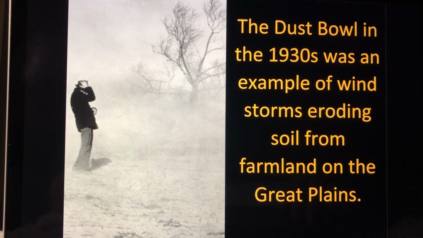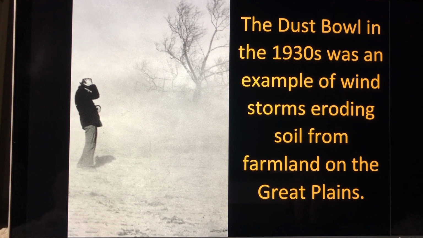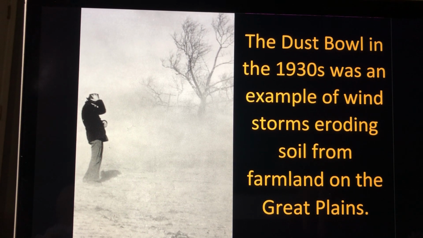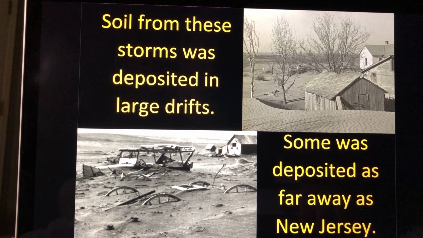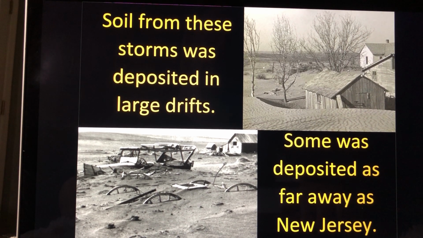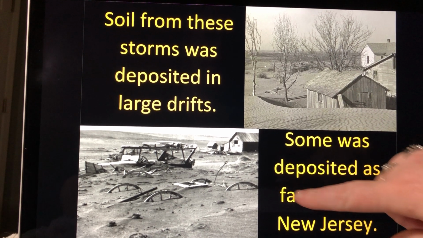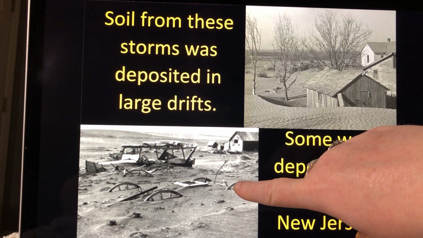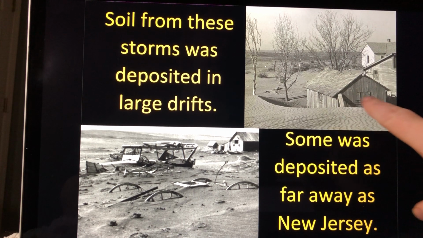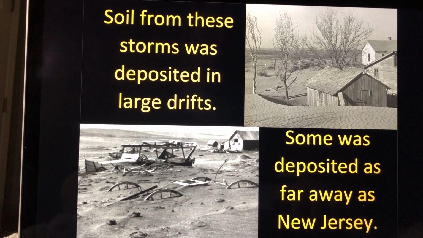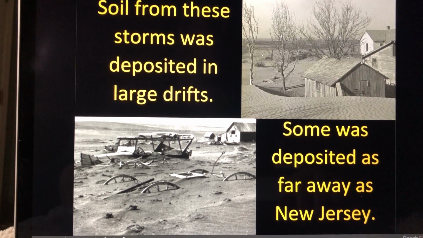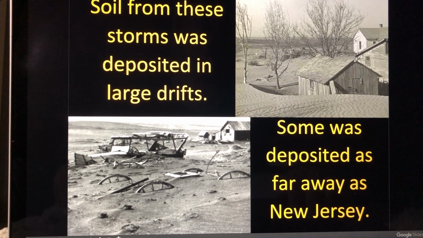If you're thoroughly bored, you could go learn more about this Dust Bowl. It's kind of a cool story. Soil from these storms was deposited in large drifts. So look at that, some sort of wagon right there. There's a shed, and you can see how all of the soil just was moved. Some was deposited as far away as New Jersey.